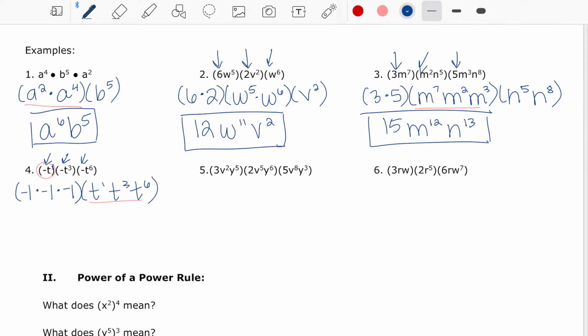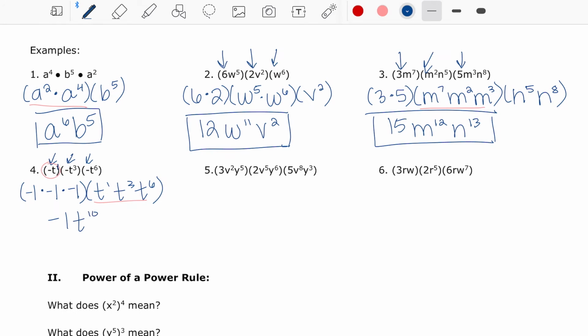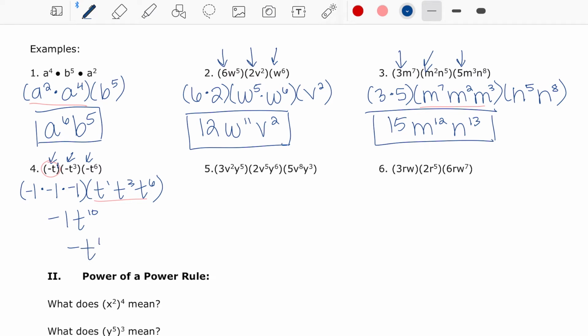So I know -1 times -1 times -1 simplifies to a -1. And then t to the first times t cubed times t to the 6th, because those are the same bases, I can add my exponents. So I get t to the power of 10. And I don't really need to write that -1, so I can actually write that as -t to the 10th. However, both of these are the same and are both acceptable. So at this moment, I want you to pause the video. I want you to attempt number 5 and number 6. And when you're ready, unpause to check your work.